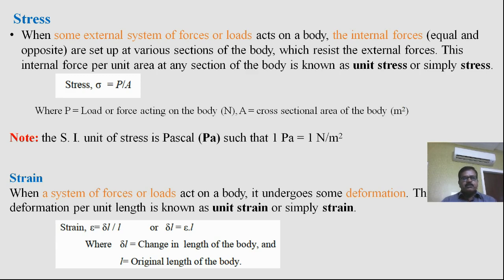Strain. When the body is subjected to a force or a system of forces, the forces try to deform the body. So the change in dimension to the original dimension in the direction of the applied force is known as the strain. Delta L by L, where delta L is the change in length to the original length if it is applied in the axial direction.